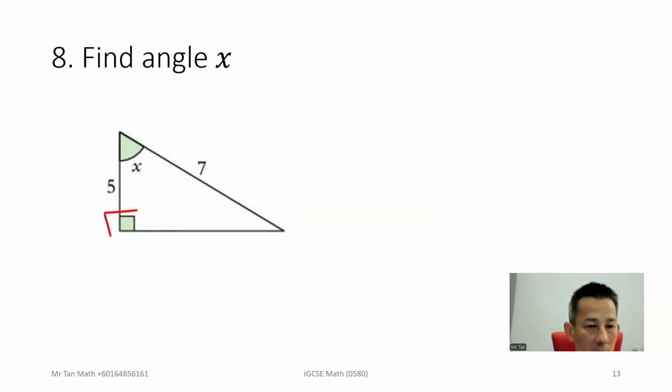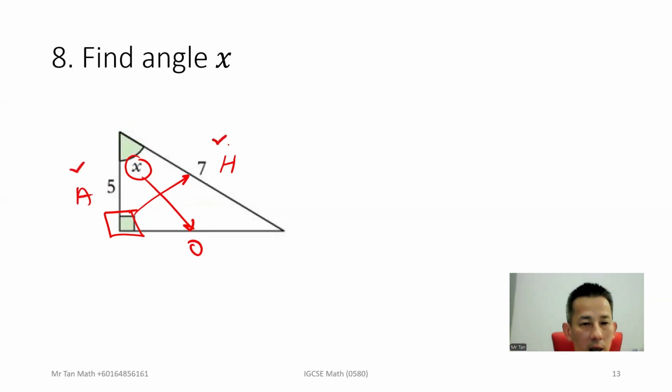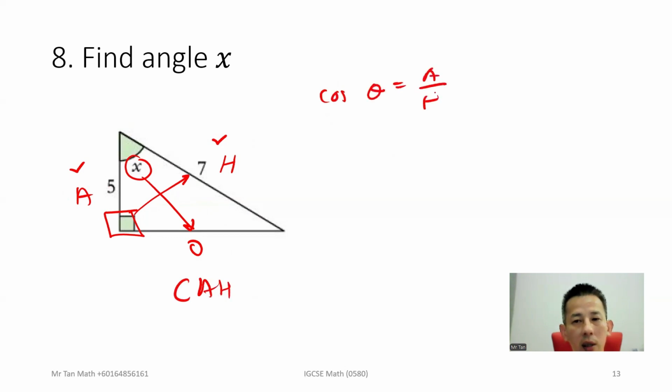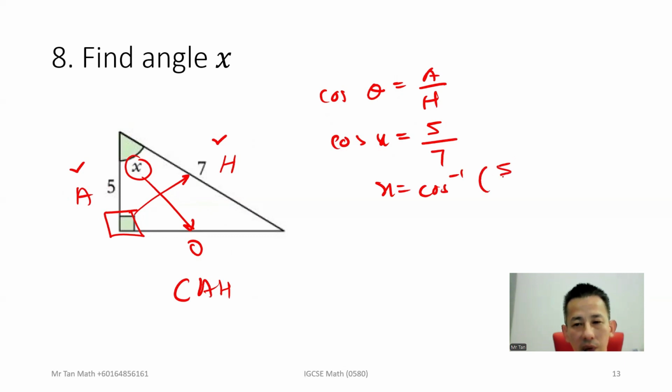Next, again, define angle X. So this opposite is H, opposite of the angle will be O, and this will be A. So it's A and H. So you deal with cos theta equal to A over H. Always write the formula first so that you can remember. So your cos X equal to A is 5, H is 7. X equal to cos inverse of 5/7.